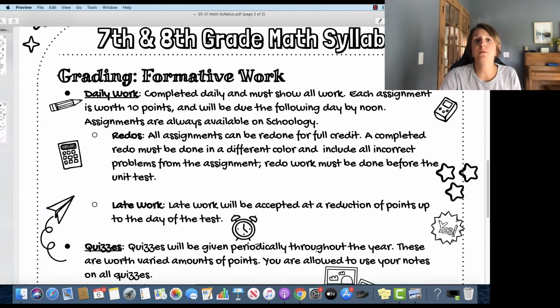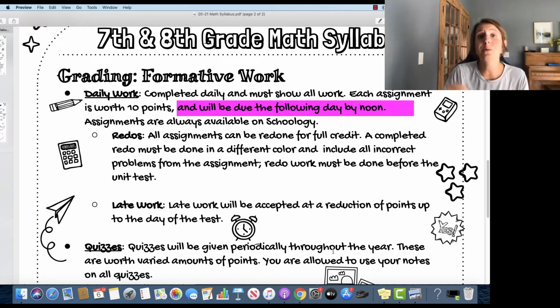Grading. So formative work is our daily work. It has to be completed daily and you have to show all your work. And I'll make sure I specify that in class and in the videos or in the agenda when I am specifically looking for specific steps to be shown in your work. Each assignment is worth 10 points. You're used to that and will be due the following day by noon.